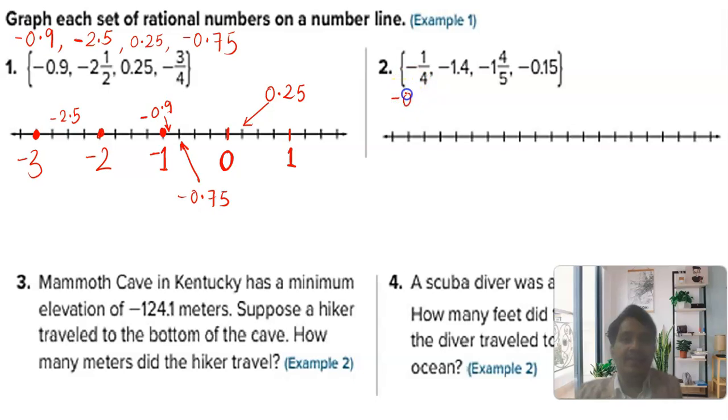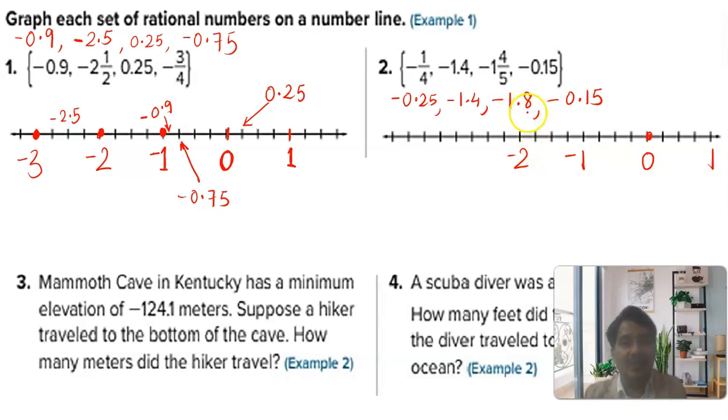So we have negative 0.25, then we have negative 1.4. This is negative 1 point, and if you divide 4 by 5, it will be 0.8, so negative 1.8, and then negative 0.15. Now, having done this, all are negative and they're all separated. So let me put this as 0, maybe here it's 1, then 1, 2, 3, 4, negative 1, 1, 2, 3, 4, negative 2, and that's enough.